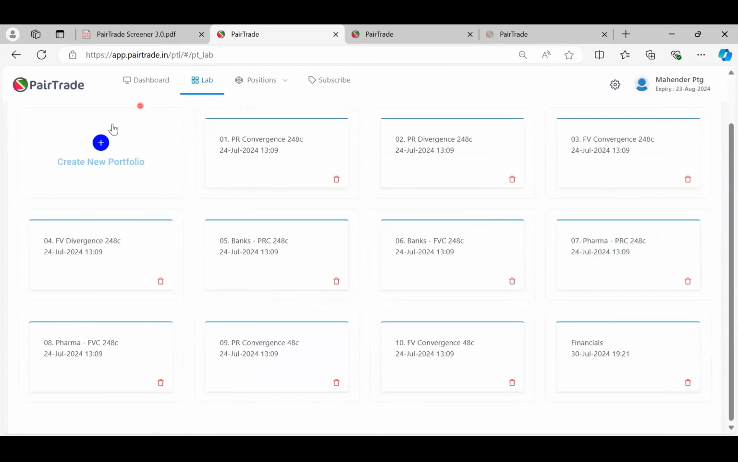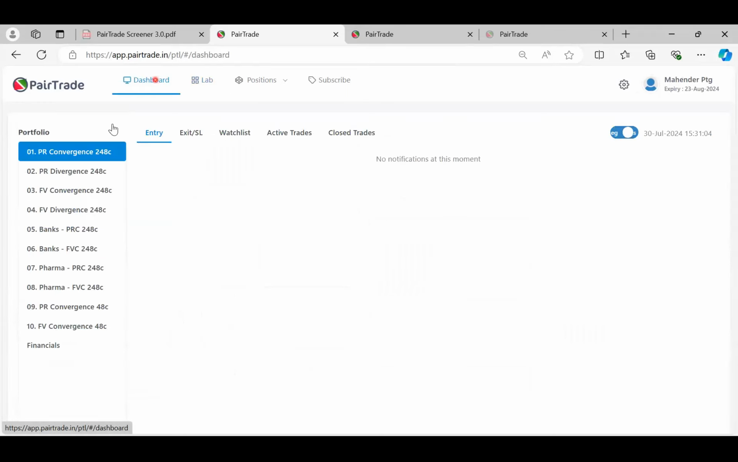So moving on, we will move to the dashboard section. In the dashboard, we have exit, entry, watch list, active trades, and closed trades. So the entry section, in live market time, will give you any entries. Today there are no entries for this combination.